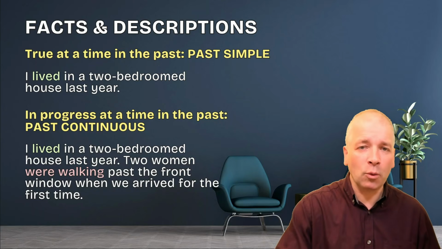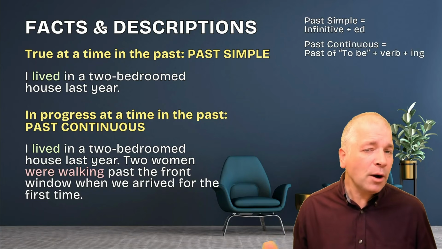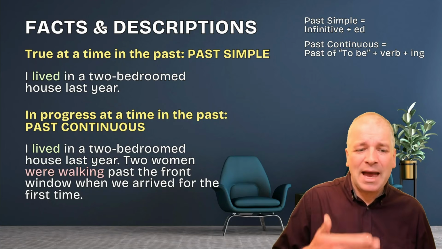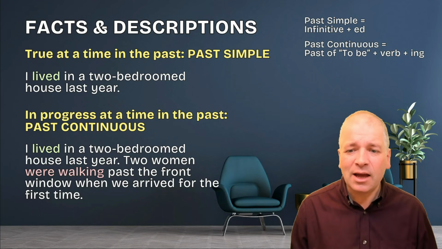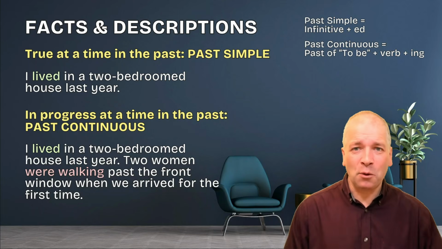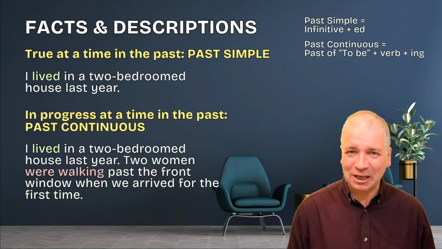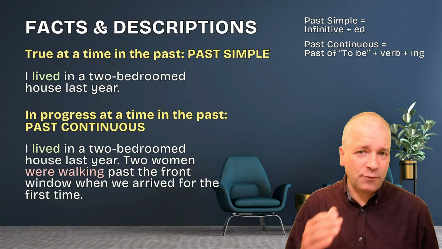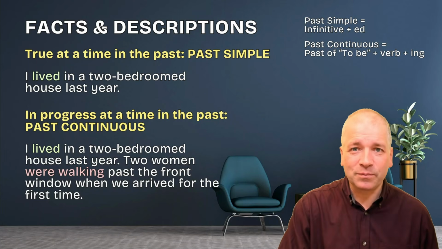2 women were walking. Past simple involves infinitive plus ed, although if the verb ends with e, then you just add a d. There are lots of irregular forms for the past simple which need to be learnt individually too. The past continuous involves the past of the verb to be, followed by the verb plus ing.